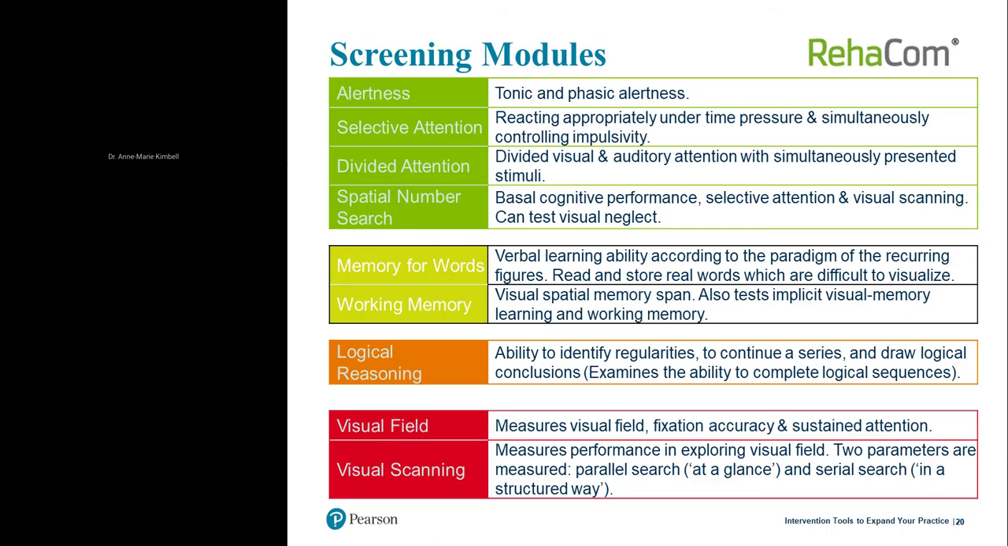So using RehaCom's 9 built-in screening modules, they're optional, but they provide a rapid assessment of the client's deficits compared with a normative group that's matched by age and gender. And then the software will suggest which training procedures to use based on the screening results. Screening results don't really provide a definitive comprehensive diagnosis. So cognitive screenings really shouldn't be used as a replacement for comprehensive neuropsychological testing.